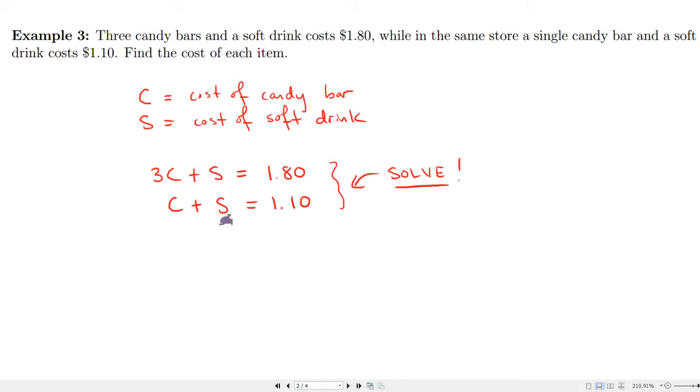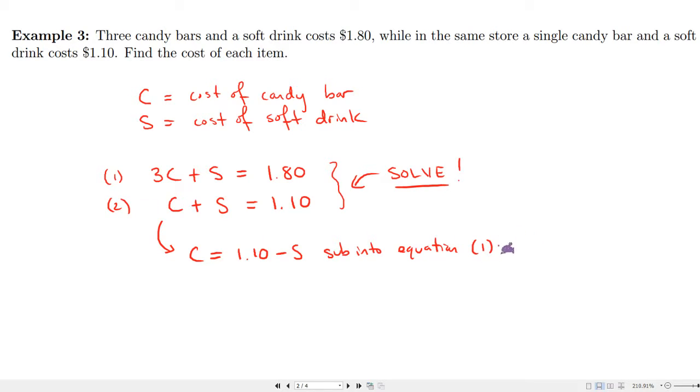Well, what could we do? We could do either an elimination method, or we can do substitution. Doesn't really matter what method you want to use. Maybe since we just did the elimination method, maybe we could try substitution, right? Okay, so what would we be able to do? We could say C is $1.10 minus S, and now substitute into equation 1. Let's say that this is equation 1 and this is equation 2.